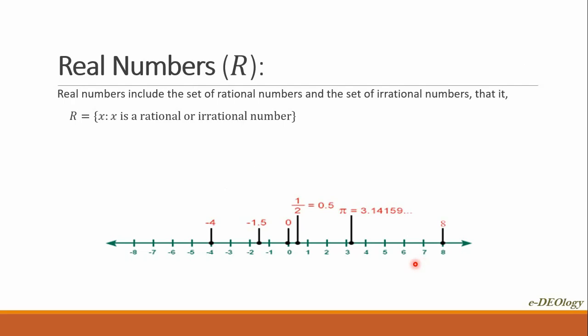As you see in the equation here, the capital R equals the set of small x such that x is a rational or irrational number. As you see in the number line, all of these numbers are called real numbers.